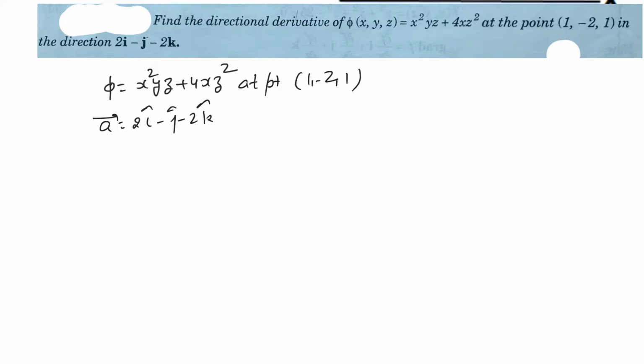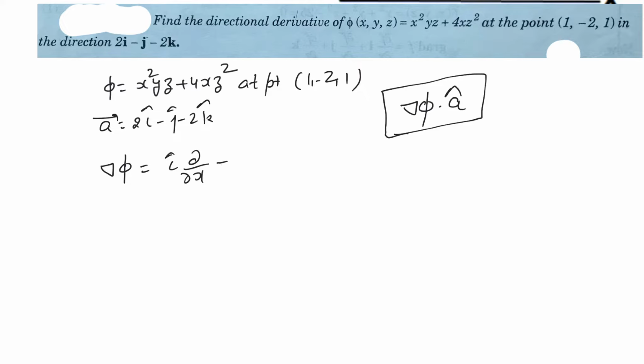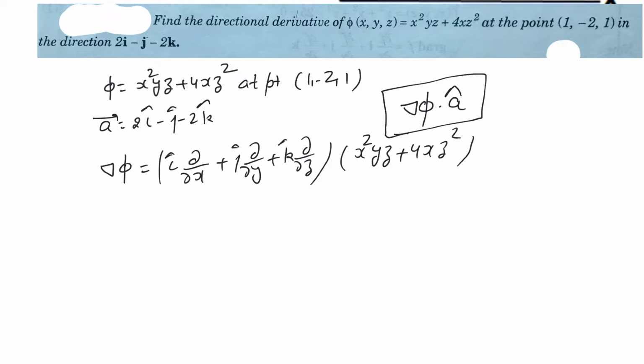Now we see that del phi we know, and we have to find del phi in the particular direction A. So we have to determine del phi dot A cap. So this needs to be determined. So let us find del phi. What will be del phi? We know del is an operator, and it is written as i cap partial by partial x plus j cap partial by partial y plus k cap partial by partial z, and here you are going to write the value of phi.